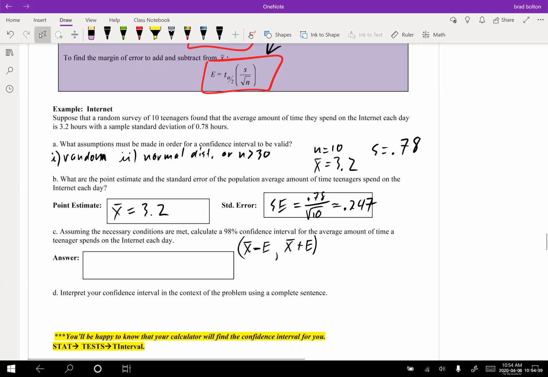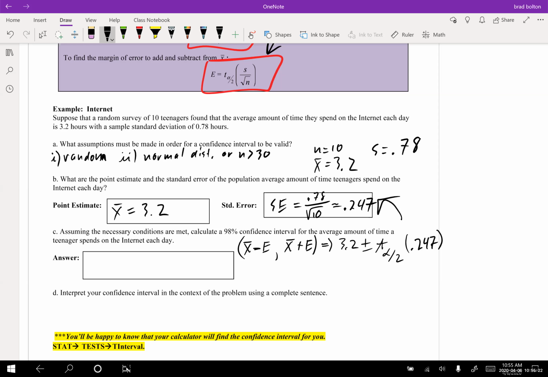So I'm going to build this one first by hand. We're going to use this formula, X bar, which is 3.2, plus or minus the error. Now the error is T alpha over 2 times the standard error. Sorry, my phone rang. We know it's 0.247. We already found our standard error right here. So the only question is, what the heck is T alpha over 2?